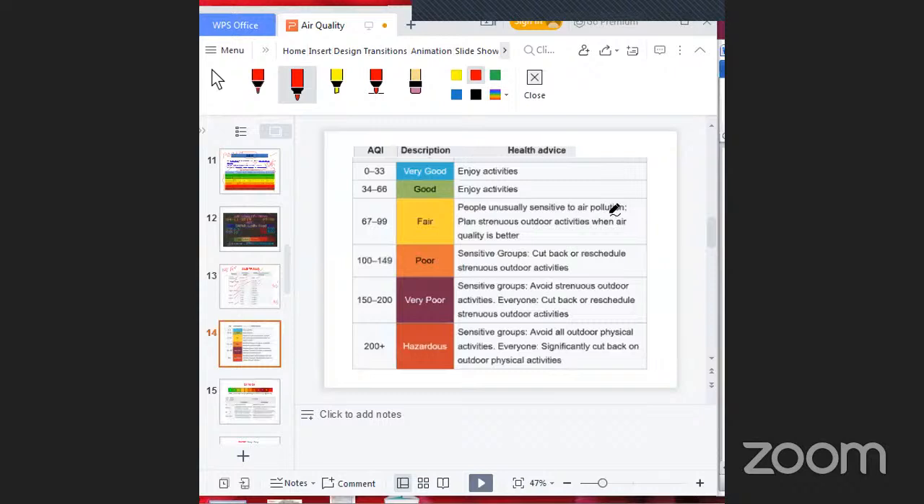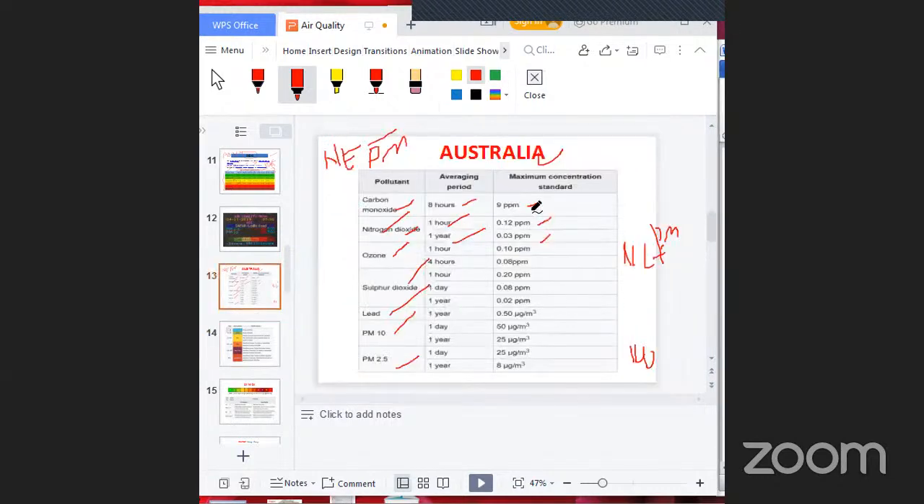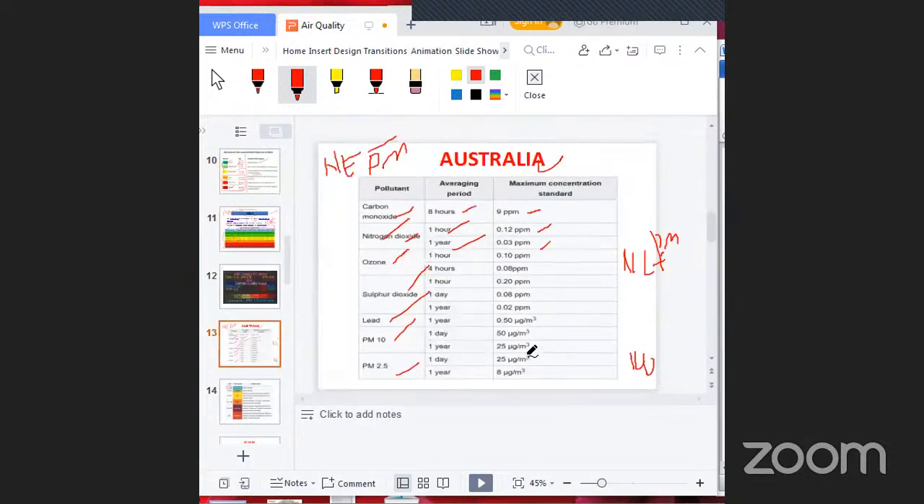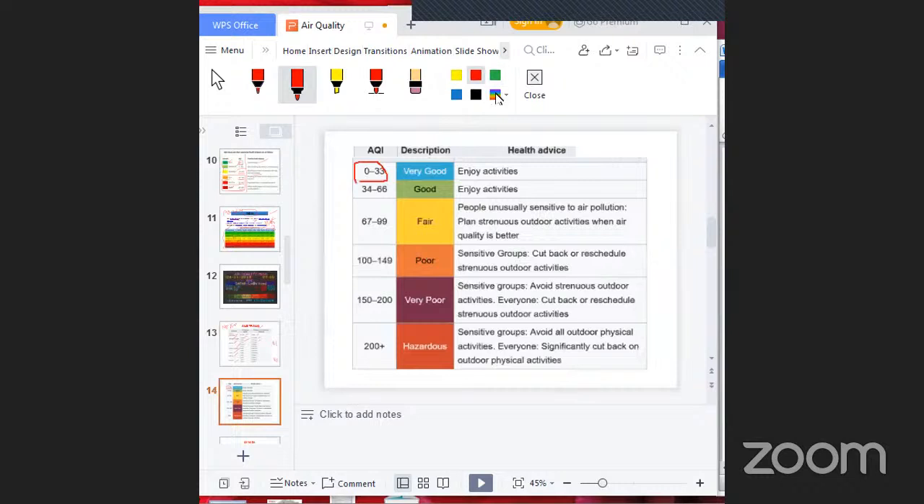Right. You see here, in Australia, it is 0 to 33. In India, you see here, it is 0 to 50. So these are our air quality values, and in Australia they are different. So 0 to 33 indicates very good, and the color is blue. The health advice is to enjoy activities.